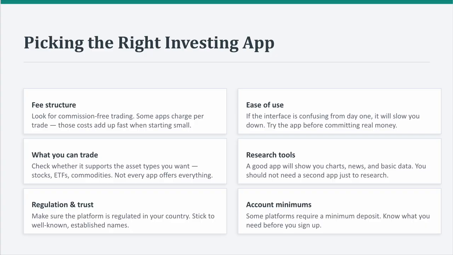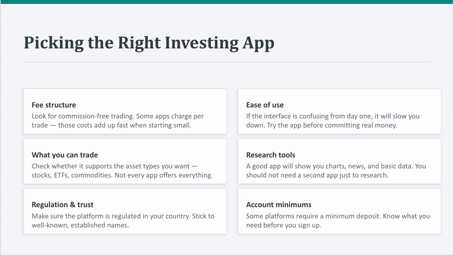Now, to avoid the issues that I went through, I'm going to talk about picking the right investment app. There's a variety of apps and websites you can use across the internet, but some things to look at are fee structure, ease of use, research tools, account minimums, regulations and trust, and what you can trade.